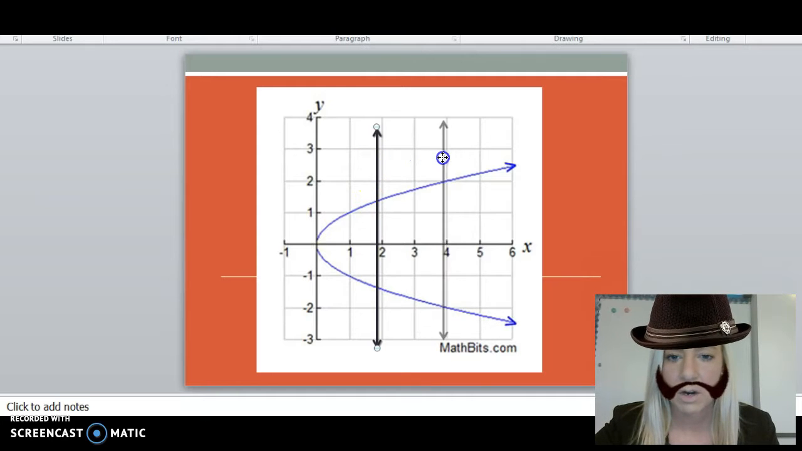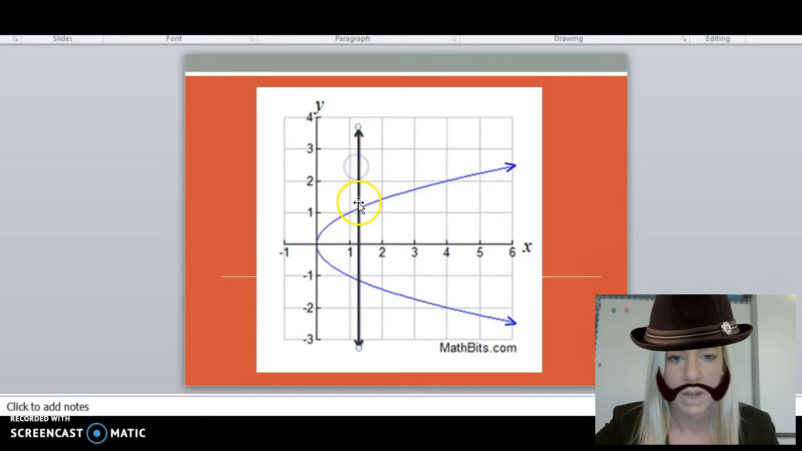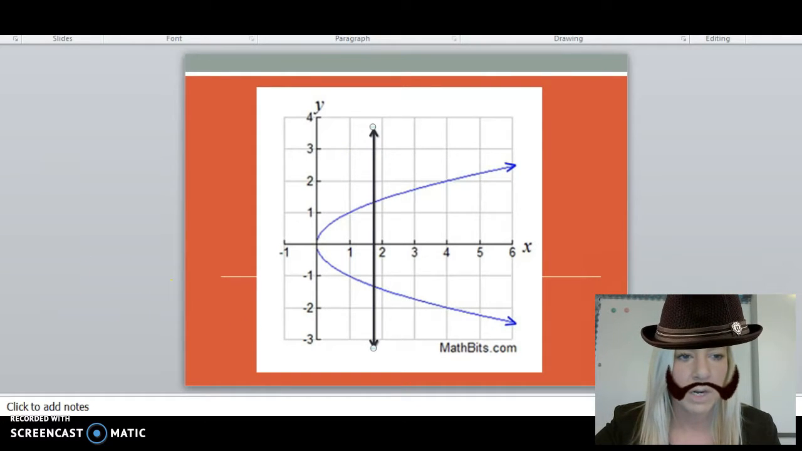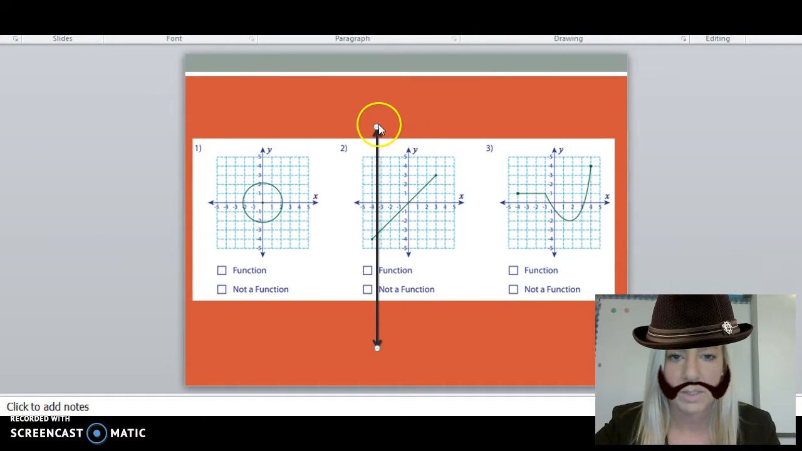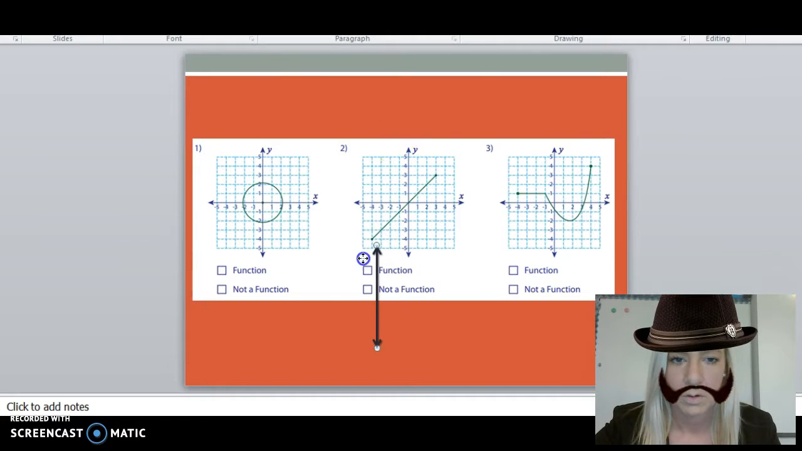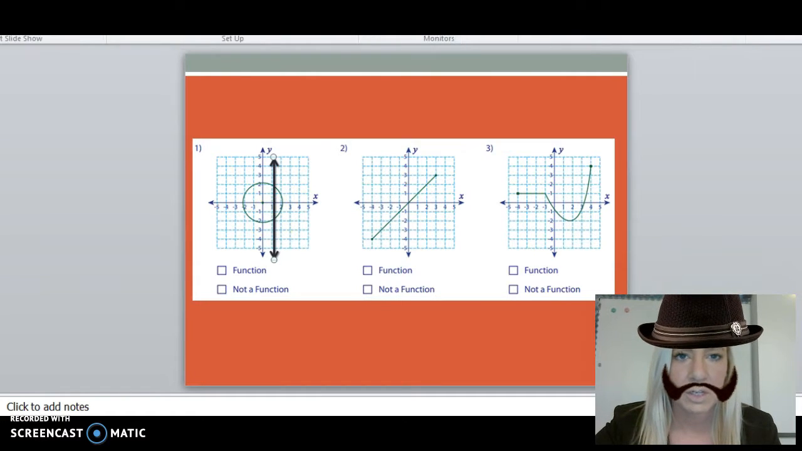If you notice here, when I draw my vertical line, it hits the function at 2 points. 1, 2. So this is considered not to be a function. So let's look at your graphic organizer in a minute, and then we're going to look at a few more examples here. So if I move my vertical line over my circle, it hits the function at 2 points. So this is considered to be not a function.